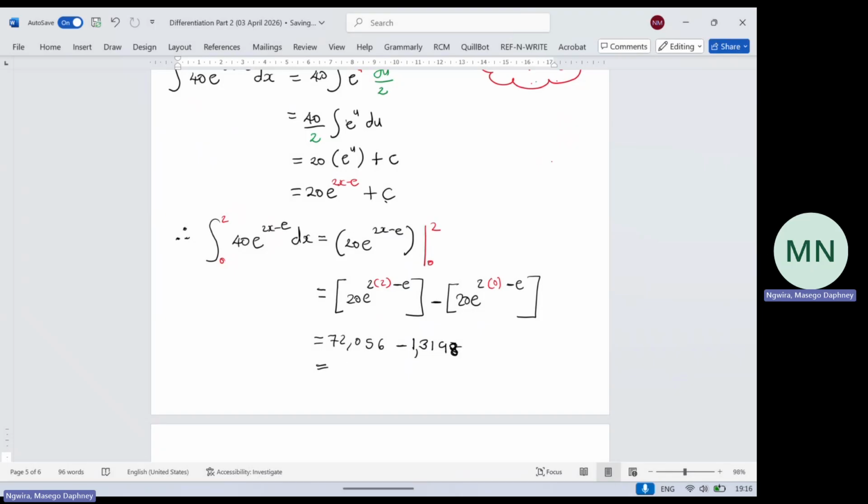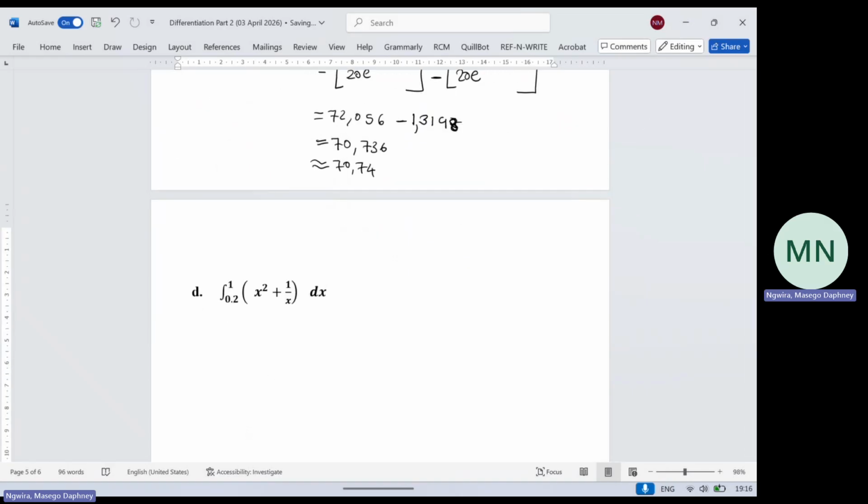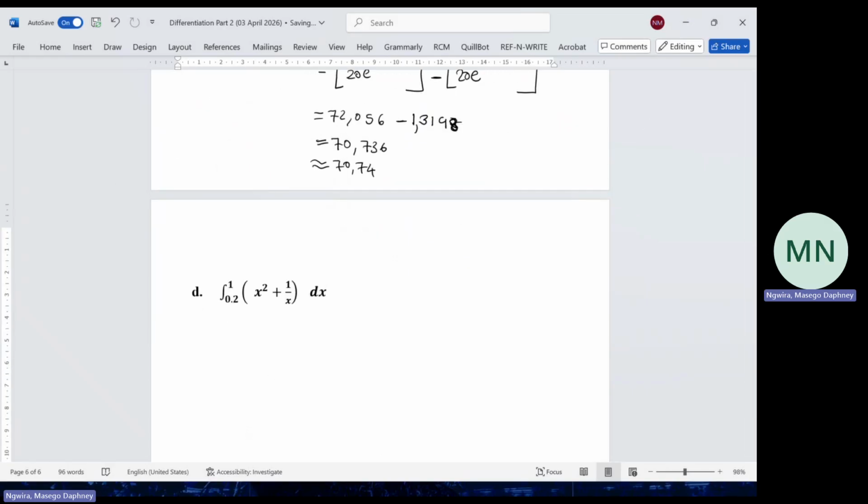And then my final answer will be 70.736, which is approximately 70.74. You round off to the nearest. So if the number after the third one is bigger than 5, you add 1 to that 3, so it becomes 4. Okay. Let's see if I did the right thing.